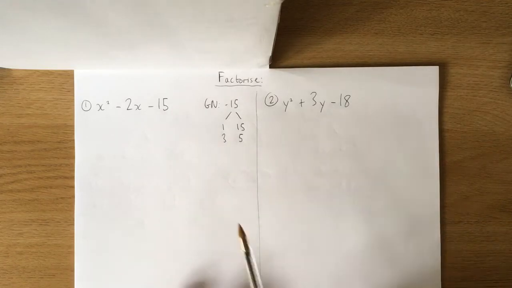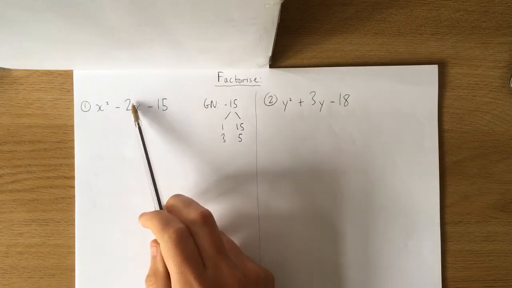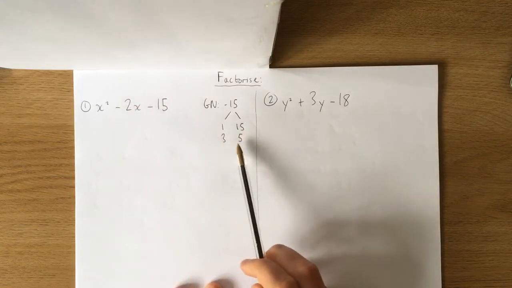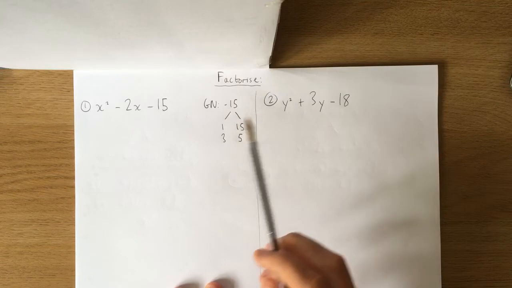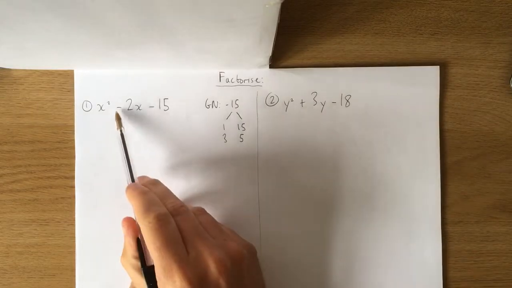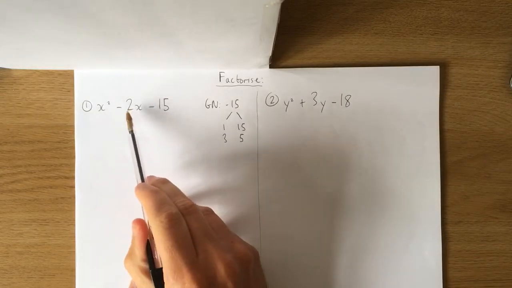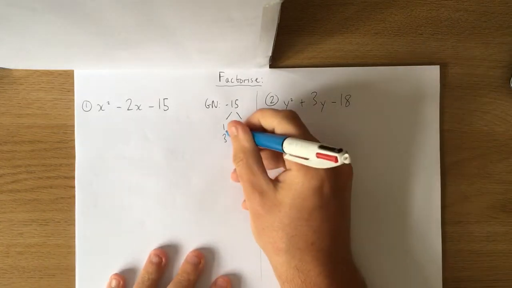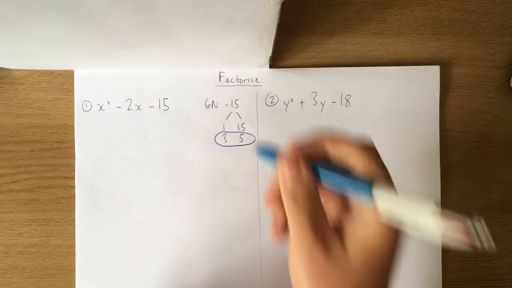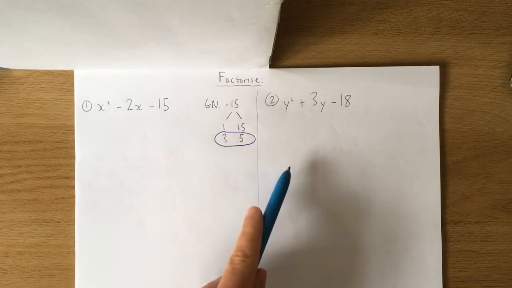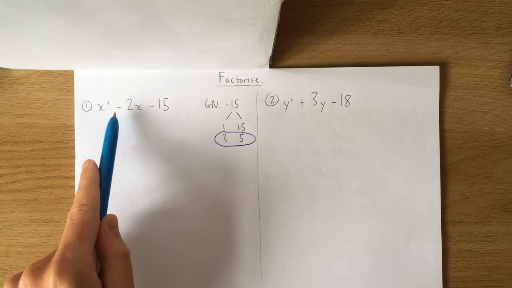So what am I trying to do? I'm trying to get minus 2 using a pair of factors where one of them is going to be a plus and one of them is going to be minus. So if one of them's plus and one of them's minus, they basically need to have a difference of 2 between them. So which of these pairs of factors has a difference of 2 between them? It's 3 and 5.